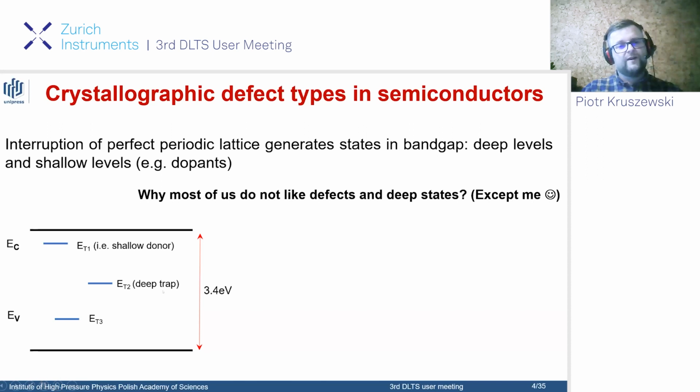In the case of gallium nitride, we have a bandgap of 3.4 eV. So this is quite a large bandgap. If you have some shallow traps like this ET1, then you can easily analyze it with DLTS or Laplace DLTS because it can be thermally activated. The traps which are located much deeper or close to the midgap cannot be analyzed with DLTS because they are too deep. And then I will show you how to use optical excitation in this case.